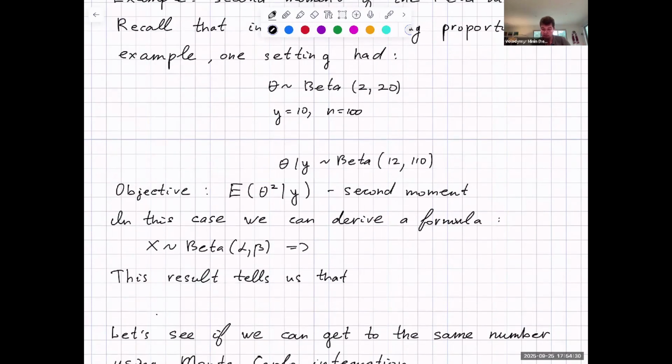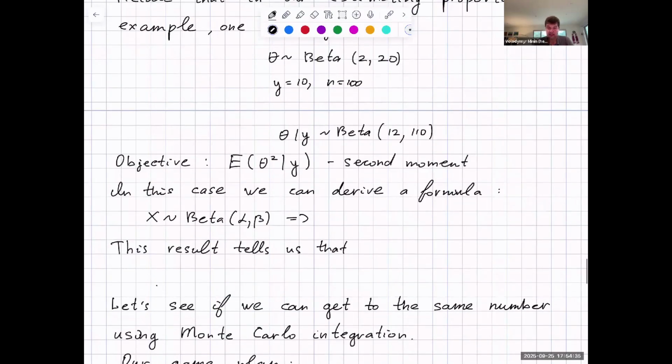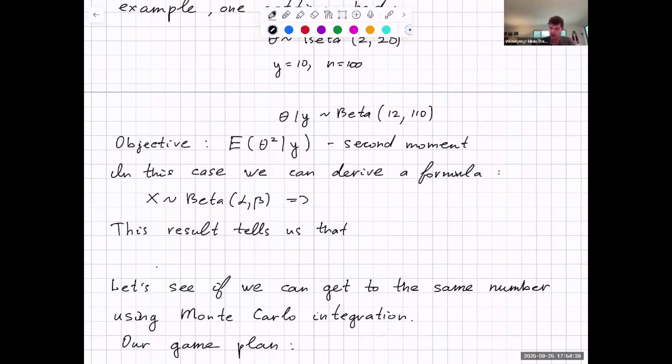Suppose I don't know how to compute the second moment of that distribution for a second. In this case, we can derive a formula, and it exists. You can go to Wikipedia. Actually, the second moment is not on Wikipedia, but you can derive it from the variance and the first moment, which is what I did when I was preparing these lecture notes. So we know that you can compute this analytically. You have an analytic formula that tells you what the second moment is.